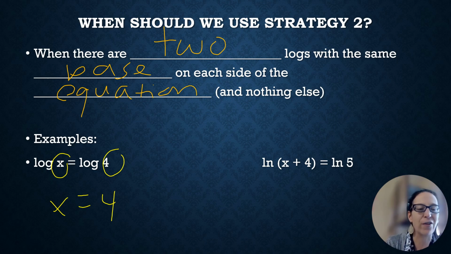X must be equal to 4. If log of x equals log of 4, x has to be equal to 4. Log of anything else, it's not even going to be equal.